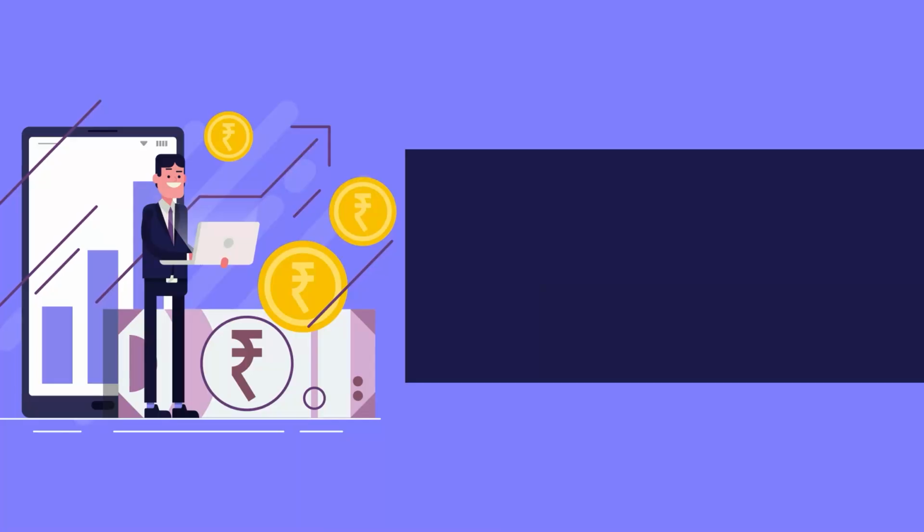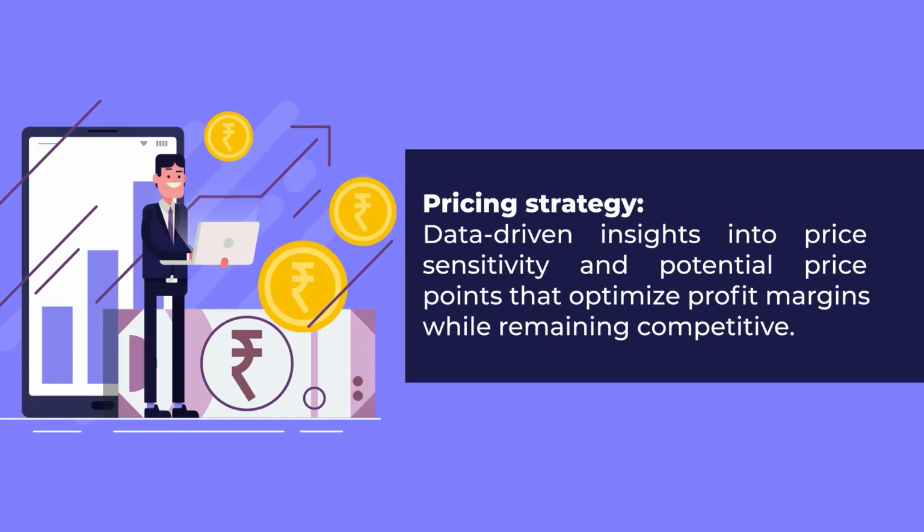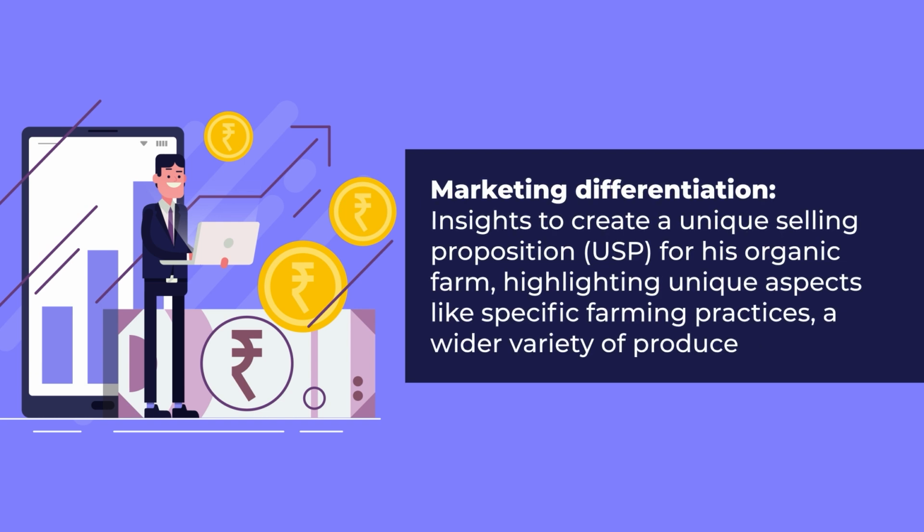Do they buy every day? Do they buy now and then? And so on. What is the pricing strategy that you can follow? Because now you have data-driven insights into the sensitivity of price and the potential price points that will optimize your profit margins. Similarly, what is the unique selling proposition that relates to people? Is it health? Is it environment? Is it price? Is it sustainability? So how do I create that differentiation in my product, which is the most relevant to people?